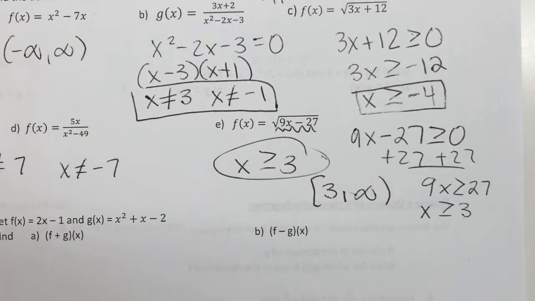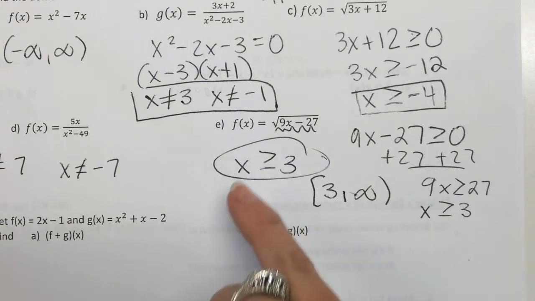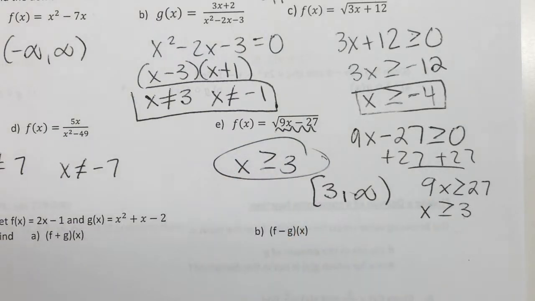So can we leave it as x is greater than or equal to 3, or do we need to put it in interval notation? No, you can leave it as that. That's fine. Alright. So everybody feels good about finding domain. Sweet. Alright, let's move on.